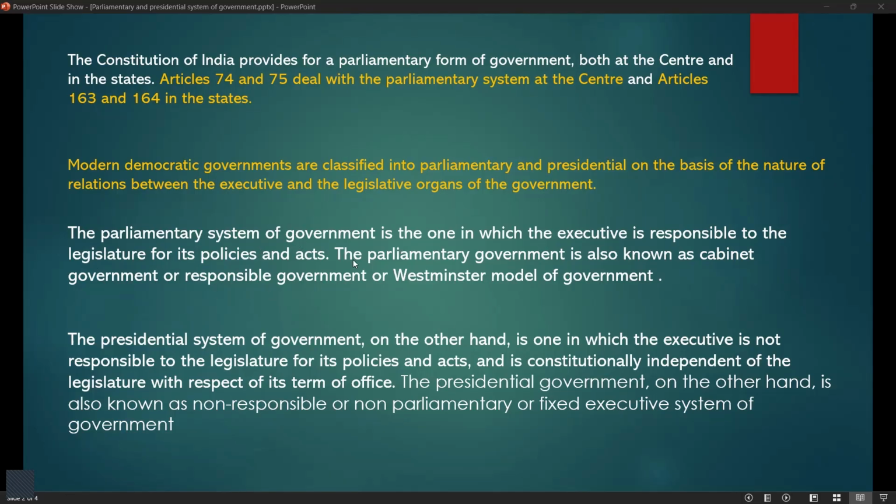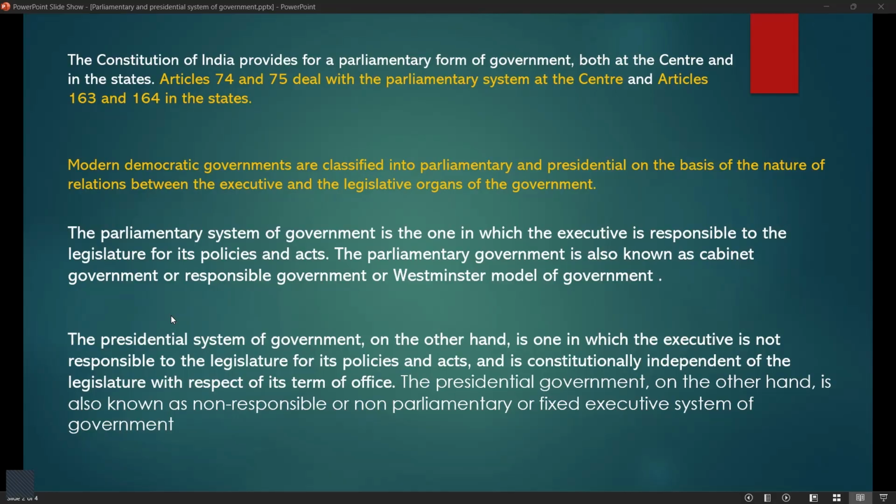The parliamentary government is also known as cabinet government or responsible government or Westminster model of government. And we borrowed this form of government from Britain. Remember that it actually comes in competitive exams, so this is very important.